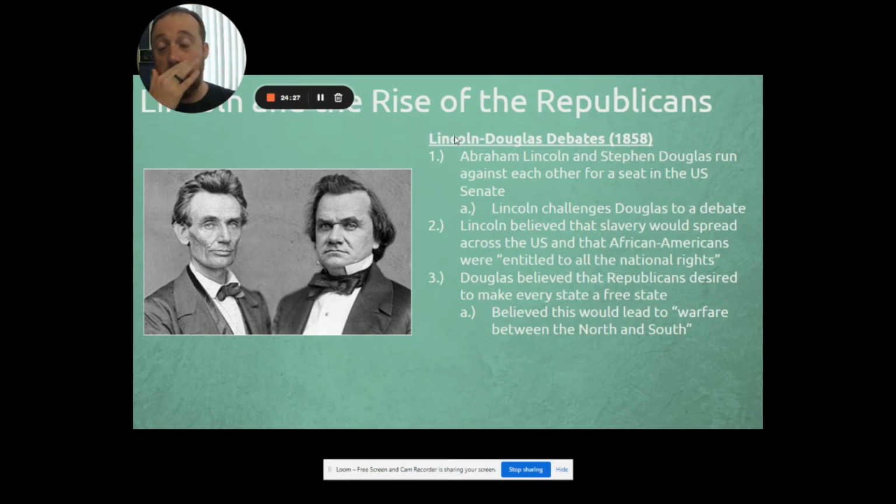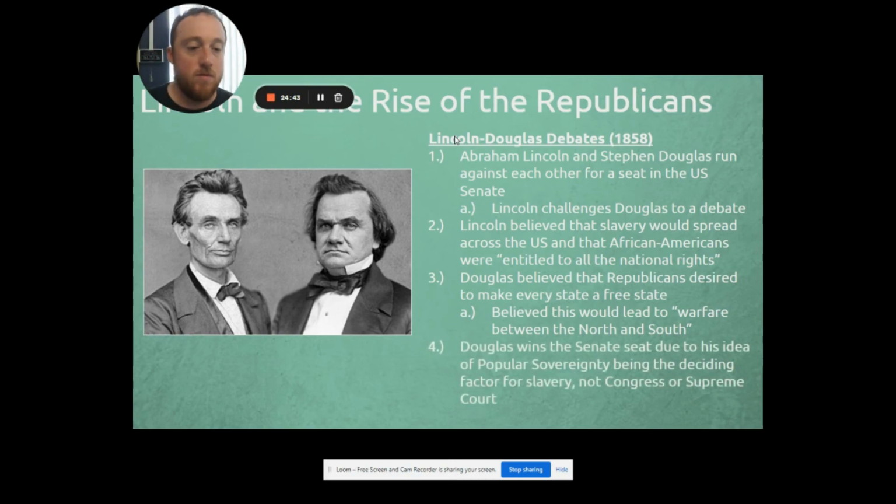And so this debate puts it in people's heads that if Lincoln becomes any kind of power, he's going to stop slavery from happening. And they're right. And Douglas actually foresaw the future here, that with Lincoln and Republicans being in power, there'd be war between them. Crazy thing, Douglas actually wins the Senate seat because he says that popular sovereignty should be the deciding factor for slavery, not Congress or the Supreme Court.